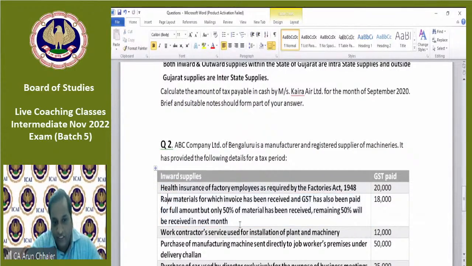Raw material for which the invoice has been received and GST has been paid for the full amount, but only 50% of the material has been received. The other 50% will be received next month. When will you take the ITC: in the current month, in the next month, or 50% in the current month and 50% in the next month? Kindly give me the answer along with some reasoning.